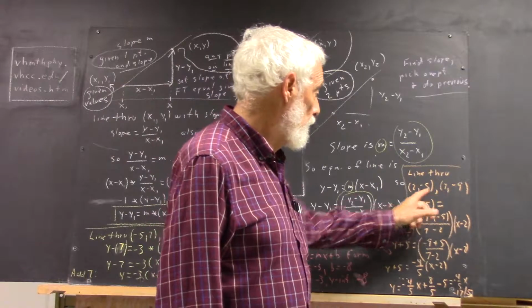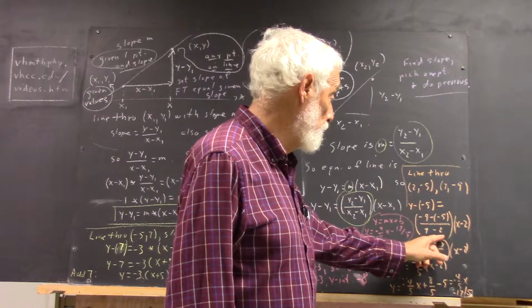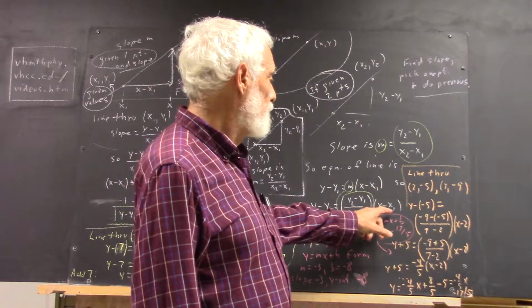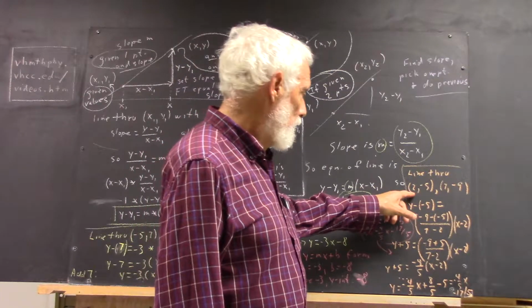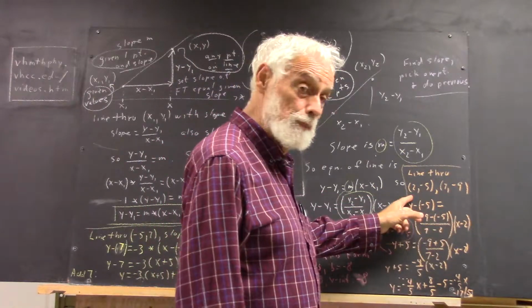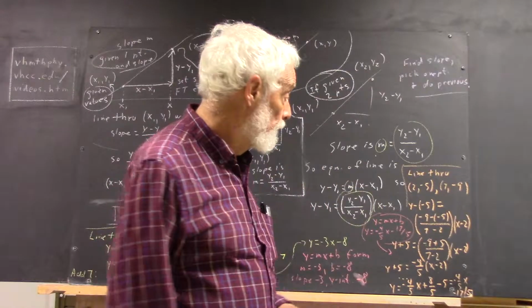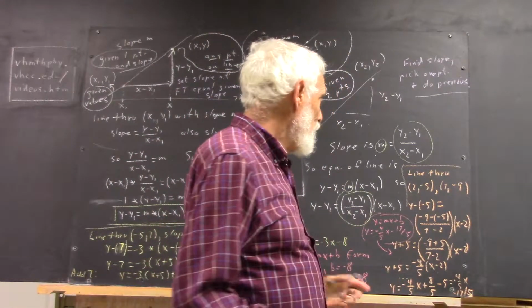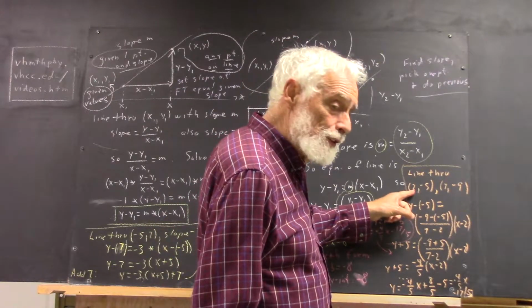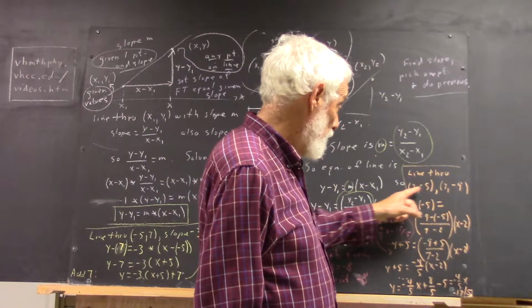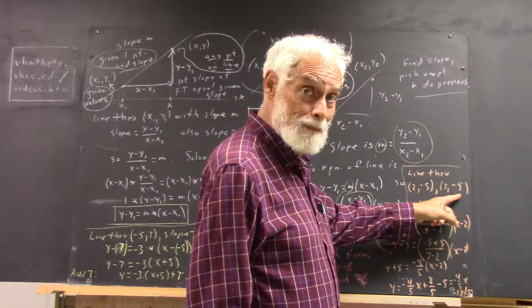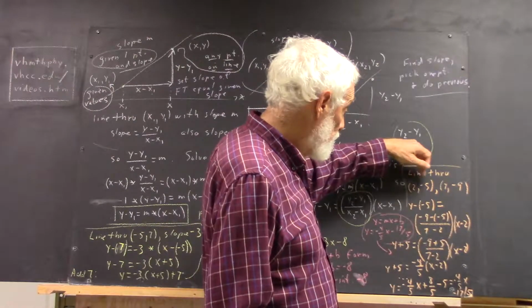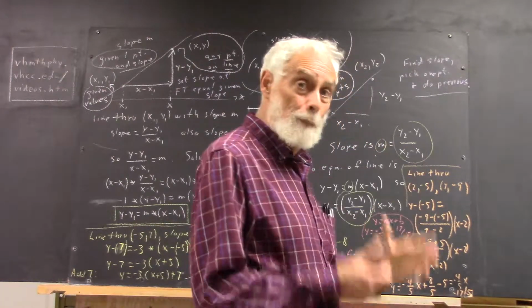Divided by x2 minus x1, that's 7 minus 2. Equals x minus x1. Well, that's going to be x minus 2. Now do be careful. One person had it almost right. Everything was good, except they used the x from this ordered pair and the y from this one. Okay? Well, you got to use the x and the y from the same point.